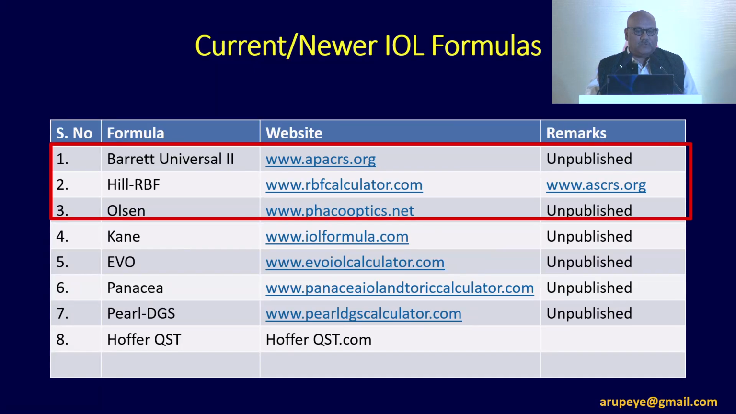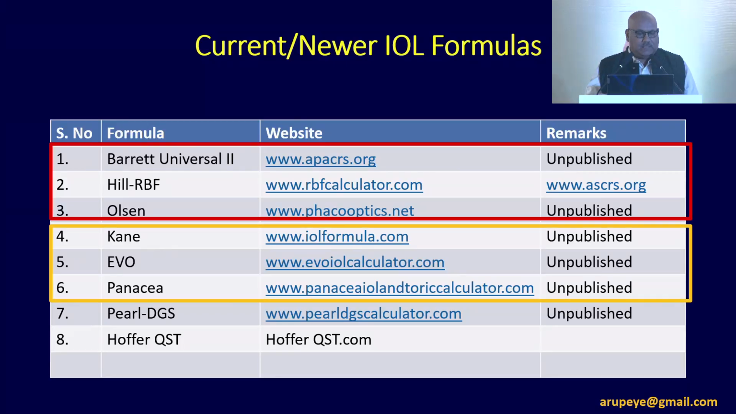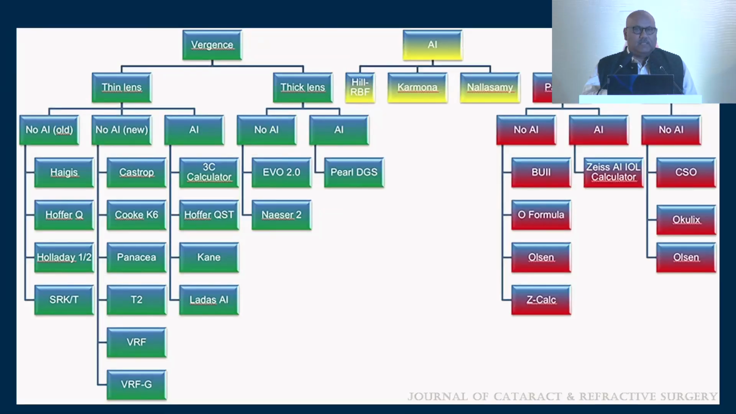Now, once you have got very precise biometric parameters, you need to use a good formula. So these are the formulas we have been using for the last couple of years: Barrett Universal 2, Hill RBF, Olsen, and then there are new kids on the block: Kane formula, EVO, Panacea. Beginning of this year, there was another classification. I think it looks very, very intimidating, but it is a very systematic classification.